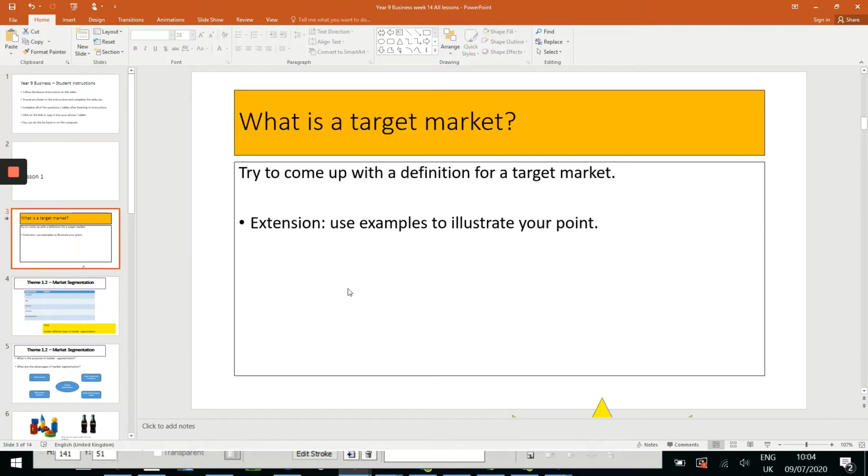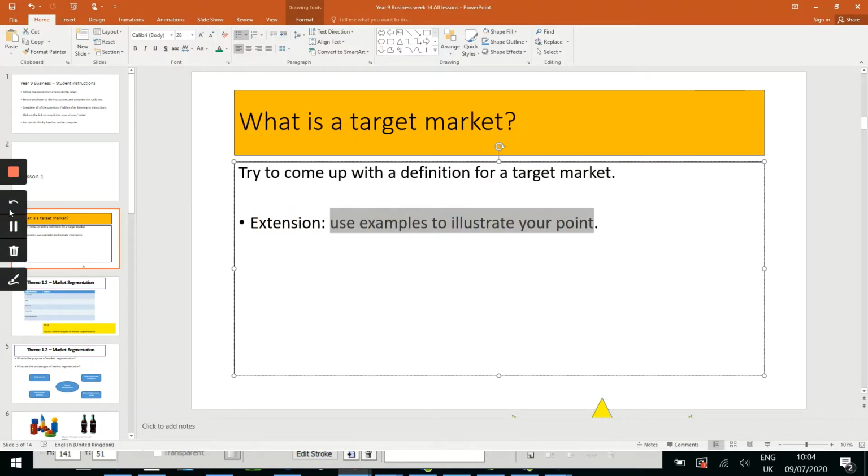So your first task then: what is a target market? Try to come up with a definition for a target market and a bit of an extension. Use examples to illustrate your point. I'm going to give you 3 or 4 minutes to complete that task.